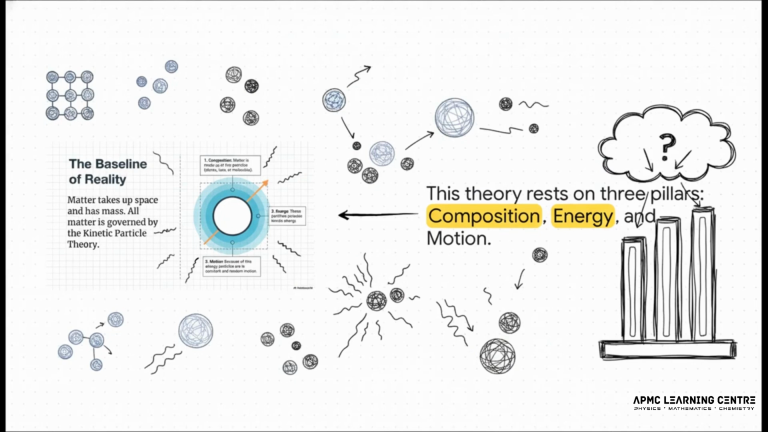And what's so great is how this whole huge idea just breaks down into three simple pillars. First, composition. Everything's made of particles. Second, energy. These particles have kinetic energy. And third, motion. Because of that energy, they're always on the move. That's it. That's the foundation for everything we're about to talk about.